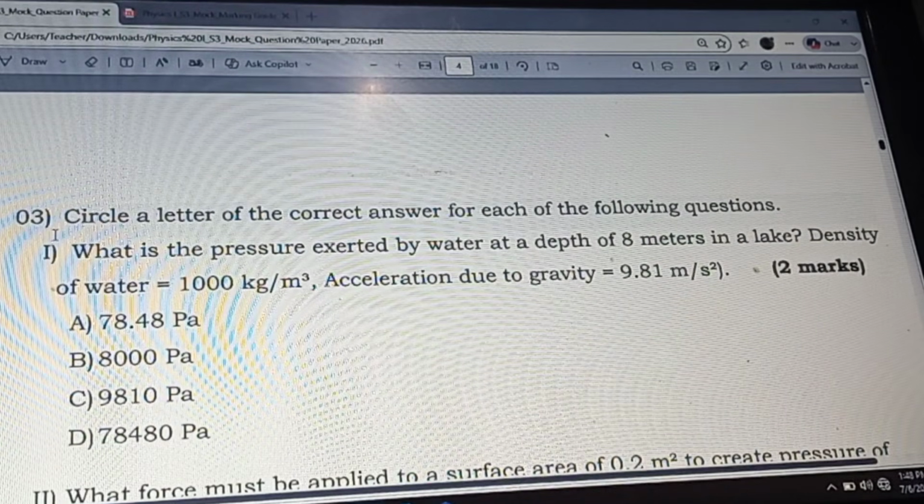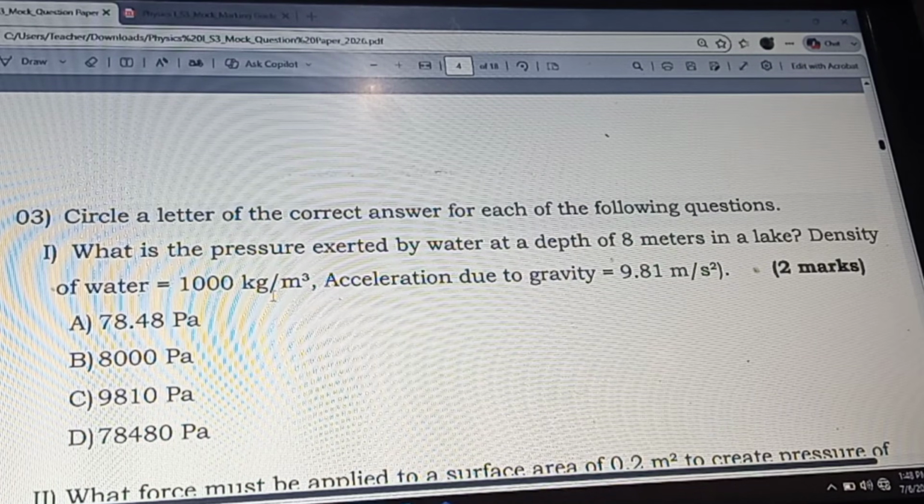Okay. Next is circle a letter for correct answer for each of the following questions. I. What is the pressure exerted by water at a depth of 8 meters in a lake? Density of water is 1,000 kg per meter cube. Acceleration due to gravity is equal to 9.81 meter per second square.